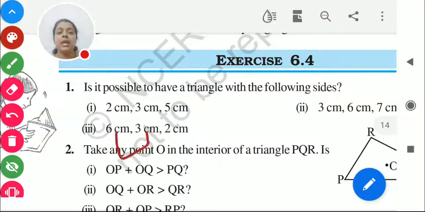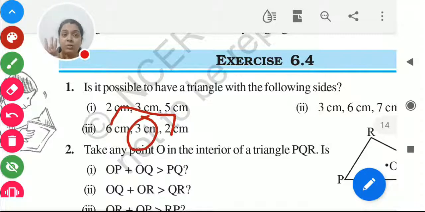What you need to do, take two, go for the third. Again, take these two, go for the third. Again, these two, and then check with the third. All the three steps you have to follow. And when it is done, then only you can say, yes, I can do it.